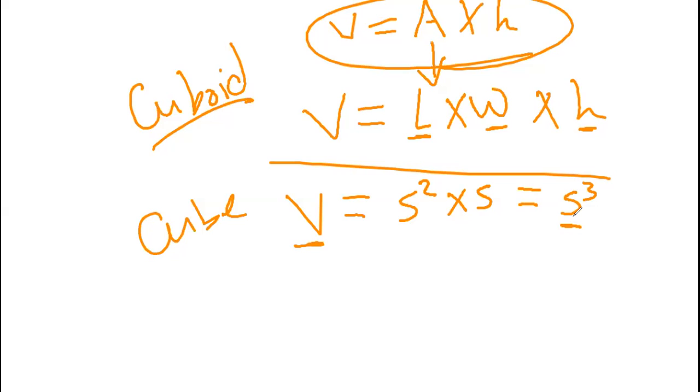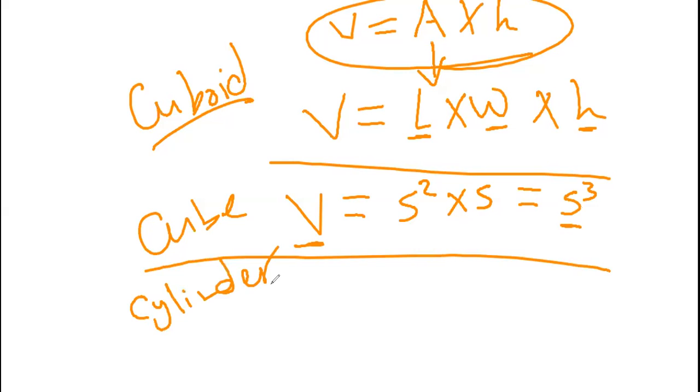Understood? Yes. Mr., the volume of what? The volume of the prism, area of the base multiply height. You mean area of the base? Yes. Area of the base multiply height. Then who can find the volume of the cylinder?